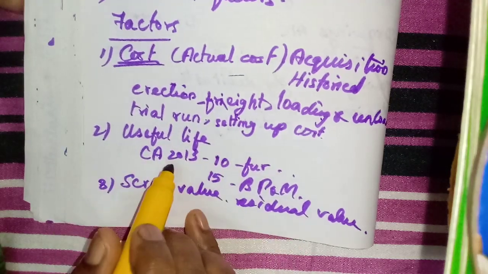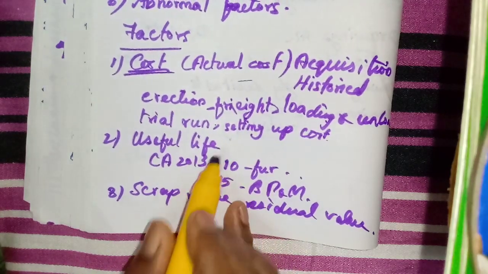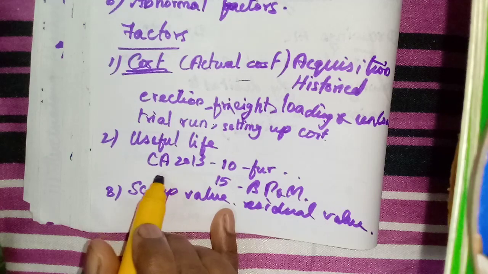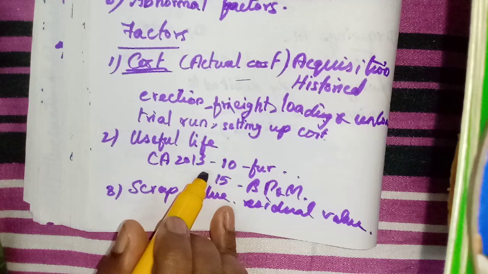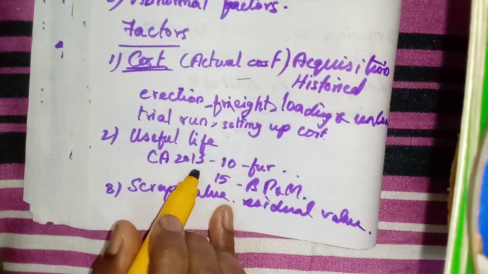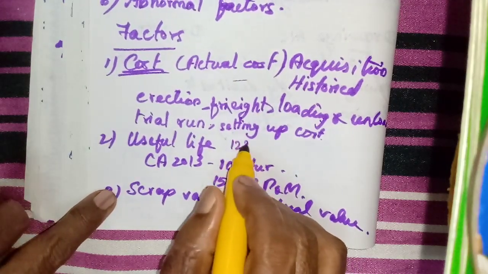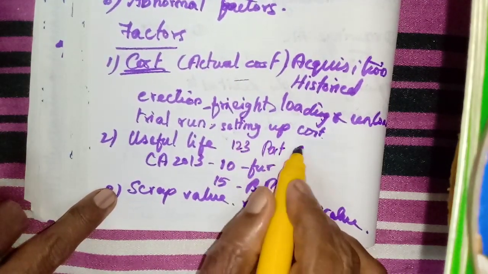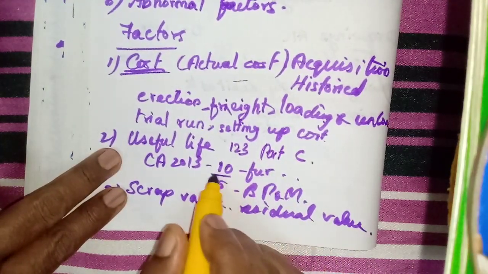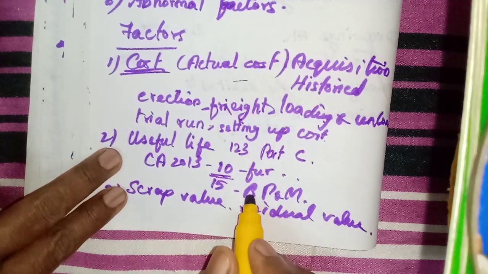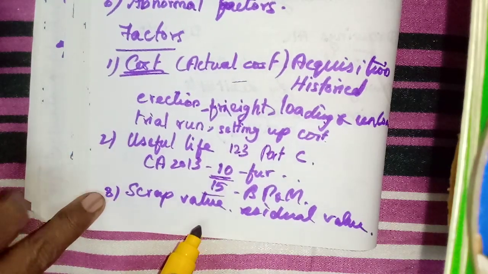The useful life means for how many years we are going to use a particular asset in the business organization. Here the Companies Act 2013 has given in Part C of Section 123 that furniture and fittings have a useful life of 10 years, and building and plant and machinery have around 15 years.